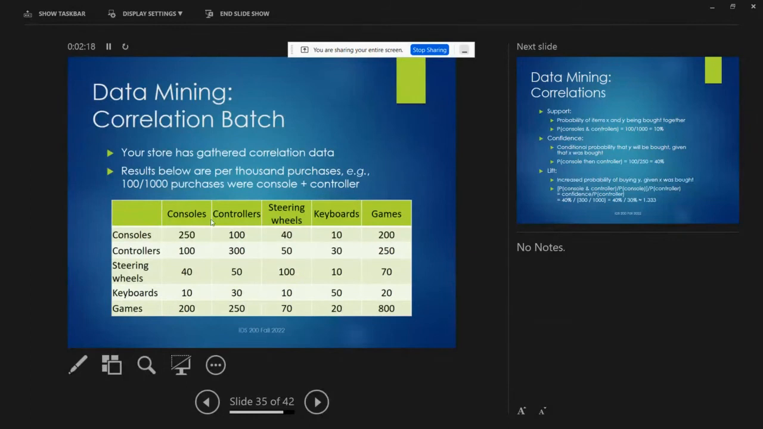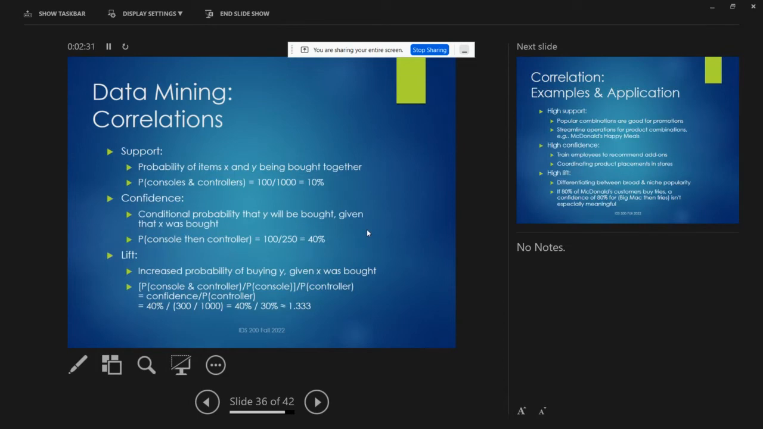So keyboards, for example, for 250 people buying a console, you sold 10 keyboards. So that is an uncommon combination. It happens, but it's pretty rare. Okay, so what can we do with this? Well, there are three measures that you look for in this kind of correlation analysis.